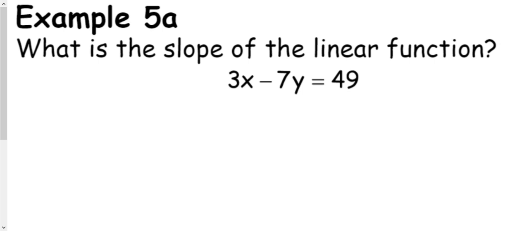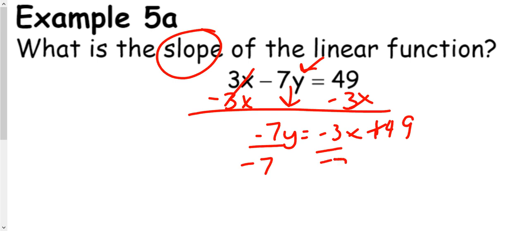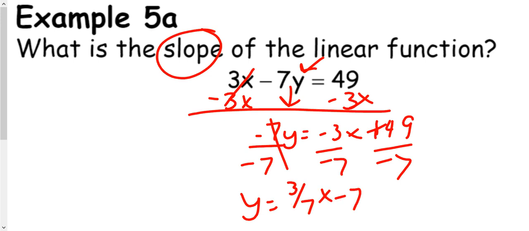So example 5 is very similar, except that this is not in slope-intercept form. This is in standard form. And so we've got to put this into slope-intercept form first, which means I have to solve it. So we're solving for y. So I'm going to inverse the 3x first. That leaves me with a -7y equals a -3x plus 49. We're going to divide by -7. Okay, so now I have y equals a positive 3/7x minus 7.